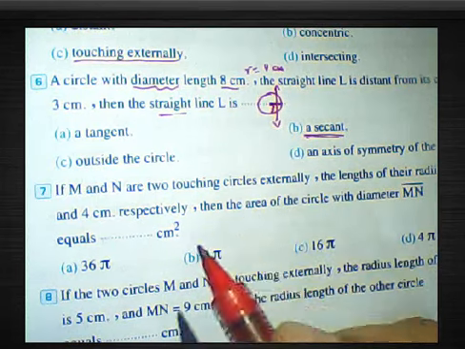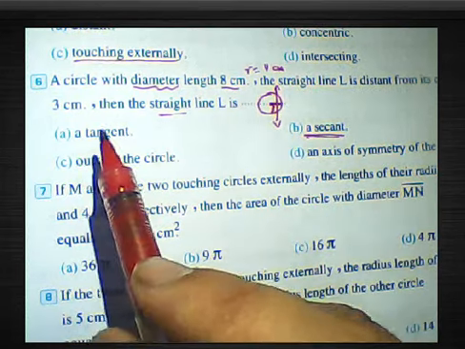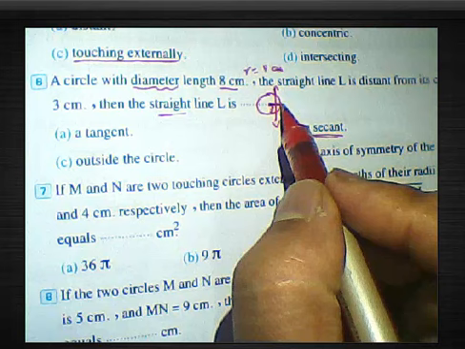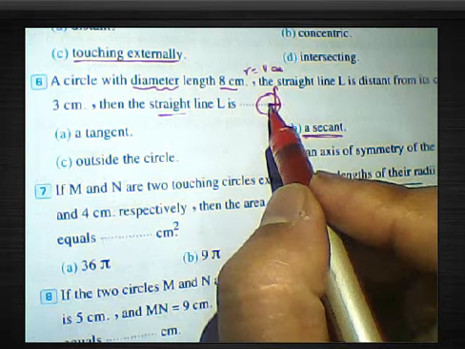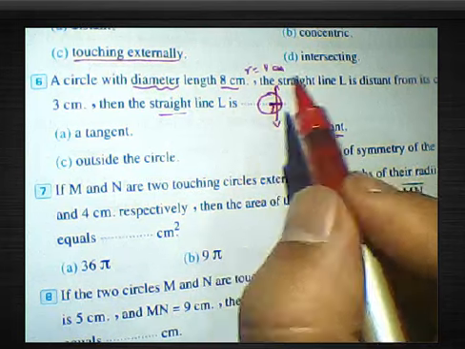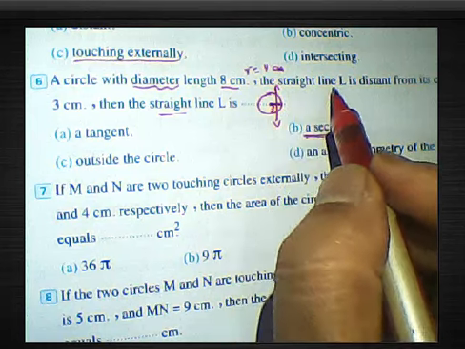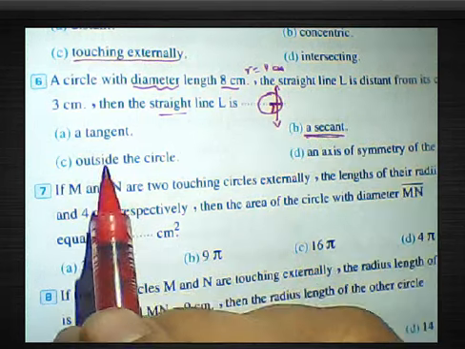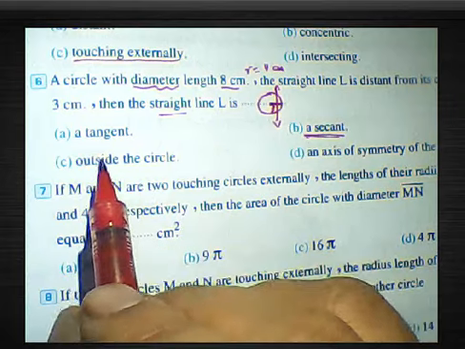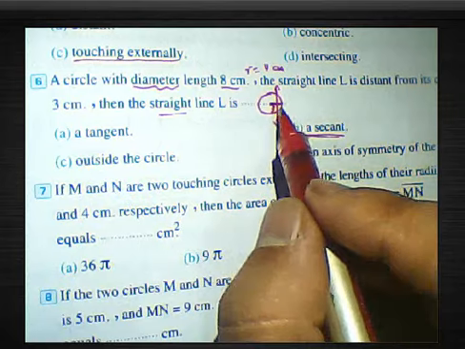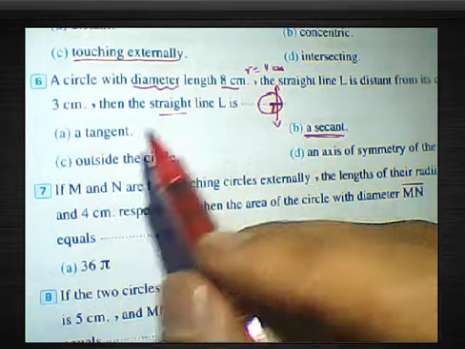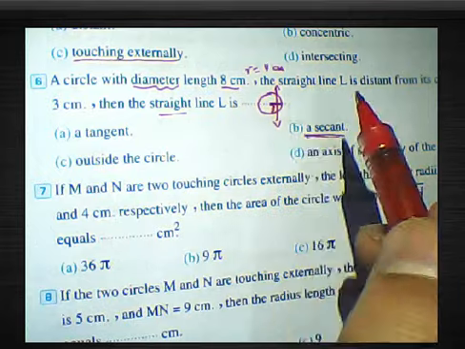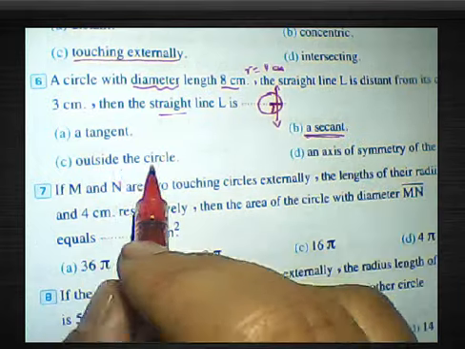We call it secant. But if the distance from the point to the center of the circle is 4, we must choose tangent. And if the distance between L and the center is more than 4, such as 5 or 6, we can write outside the circle.